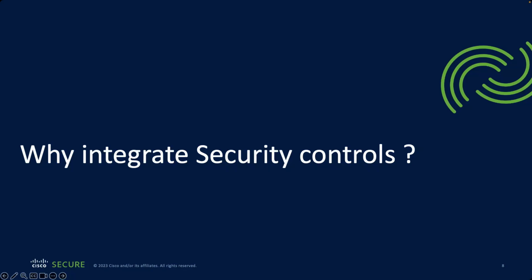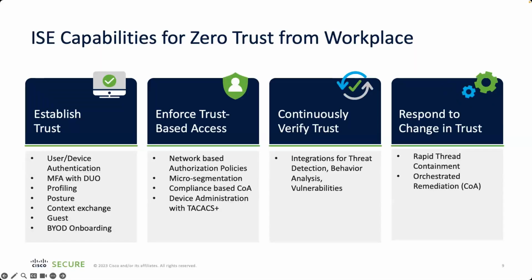So let's try to understand this with zero trust and how ISE can help. ISE provides zero trust in the workplace with established trust, enforced trust-based access, continuously verified trust, and response to change in trust. We also call it containment. To achieve resilience, we believe an organization must perform these four functions to implement zero trust. Let's discuss some of them in detail.